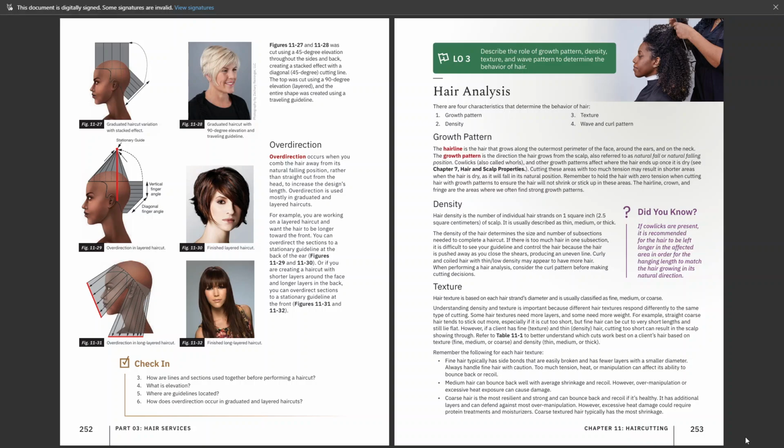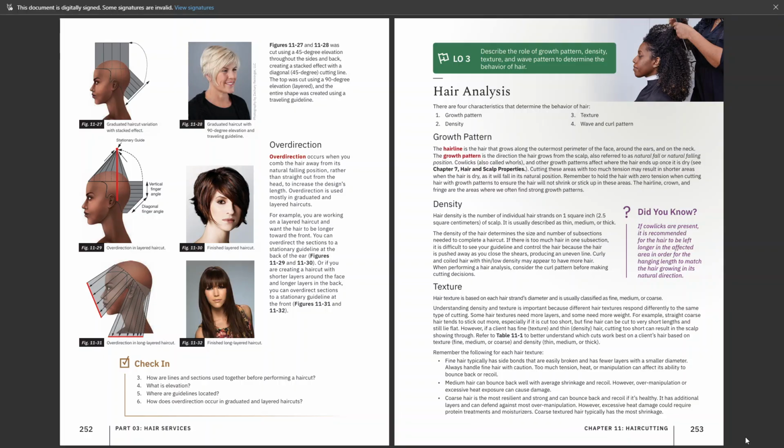Some hair textures need more layers, and some need more weight. For example, straight coarse hair tends to stick out more, especially if it is cut too short. But fine hair can be cut very short lengths and still lay flat. However, if a client has fine texture and thin density hair, cutting too short can result in the scalp showing through. Refer to Table 11-1 to better understand which cuts work best on a client's hair based on texture, fine, medium, or coarse, and density, thin, medium, or thick.